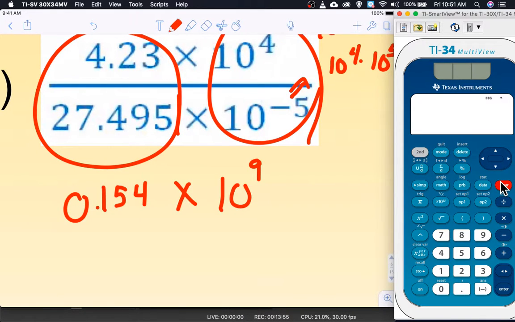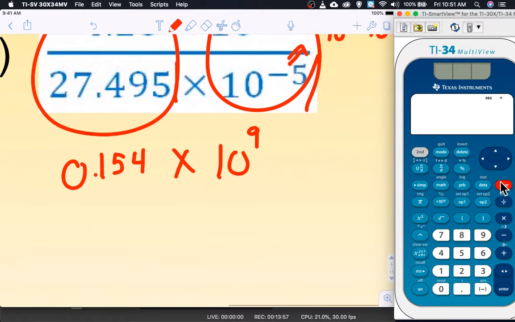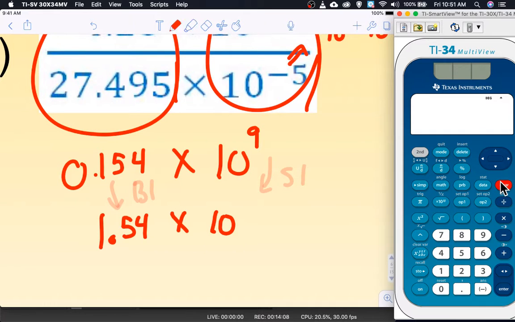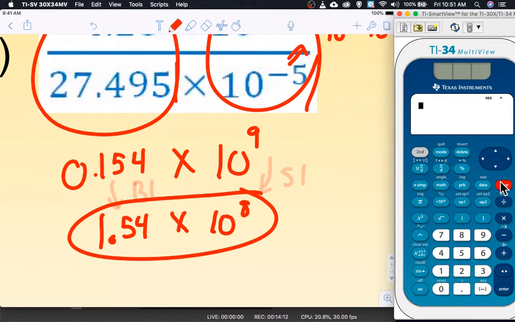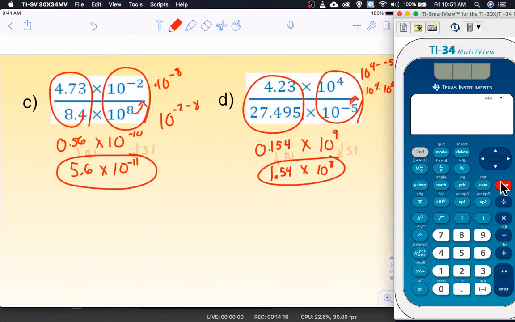My answer, though, is not scientific notation. So we're going to rewrite 1.54. My decimal piece is going to get bigger by 1 place, smaller by 1 place, gives me an 8. So that's multiplication and division now.